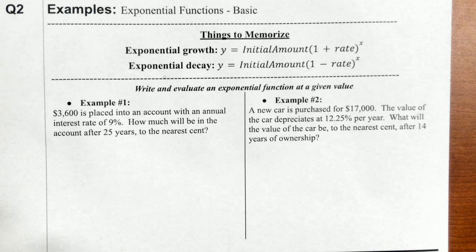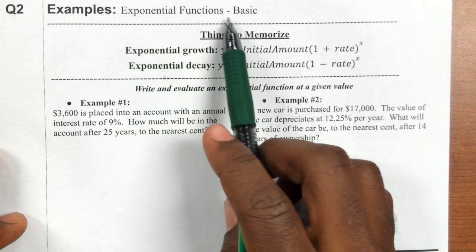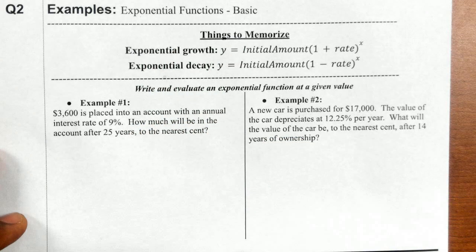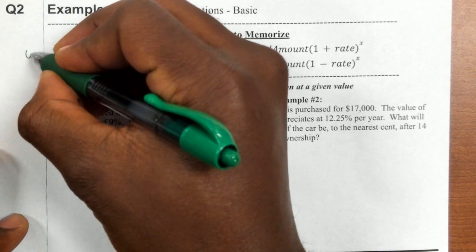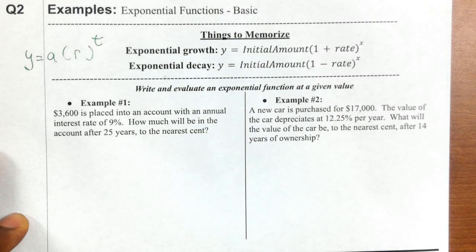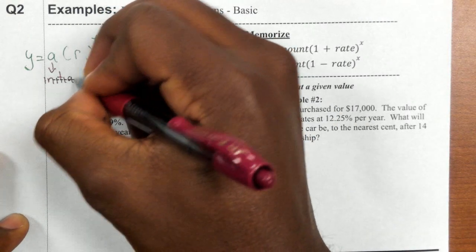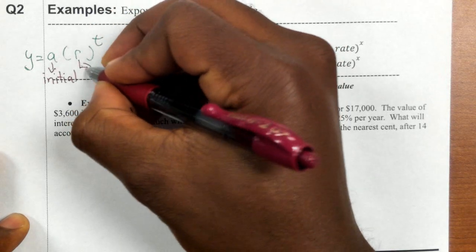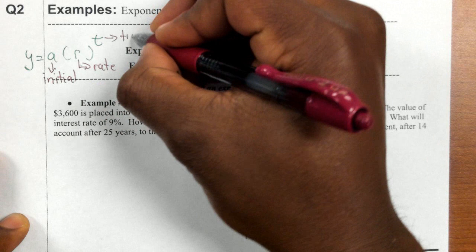Unit 7, question number 2. So question number 2 wants us to evaluate an exponential function, okay? So you guys know that the general form for an exponential function is y equals a parentheses r to the exponent t, all right? Where a represents the initial, r represents the rate, and t is the time, okay?